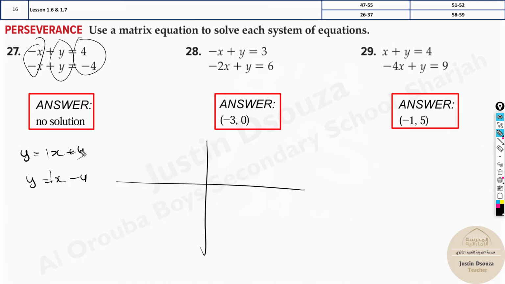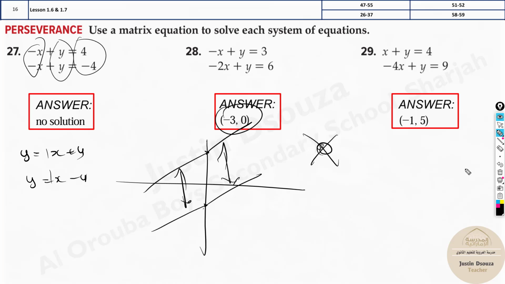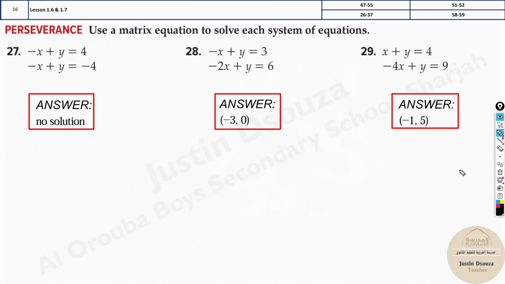So for the first equation, if I draw this at 4, the line is like that. Another one is having minus 4, same slope. They are parallel lines. They will never touch each other. It's just that their intercepts are different. So you will never have an intersecting point. Only when lines intersect, that is the solution point. Now if you draw these two graphs and they intersect at a particular point, that's the solution. So this doesn't have one.